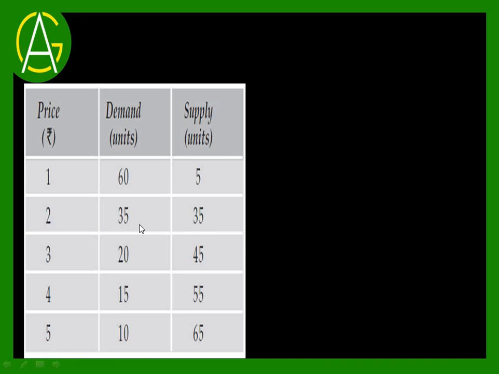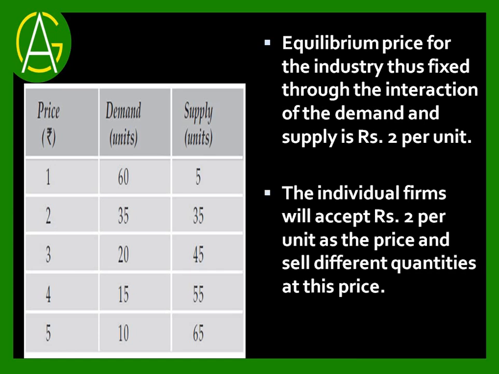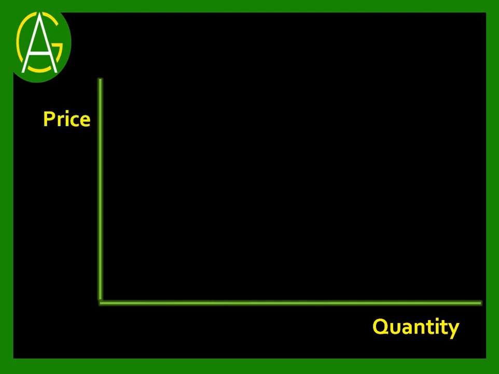So this is considered as an equilibrium point. As we have already learned in the previous unit also, where demand and supply are equal, it is considered as an equilibrium point. So here we can say that the equilibrium quantity is 35 and the equilibrium price is 2. So the equilibrium price of the industry is fixed at 2 rupees, and as we know that the firm is a price taker, this 2 rupees will be accepted by the firm also. So we can present it diagrammatically. This is the x-axis and y-axis. On the x-axis we present quantity, on the y-axis we present price.